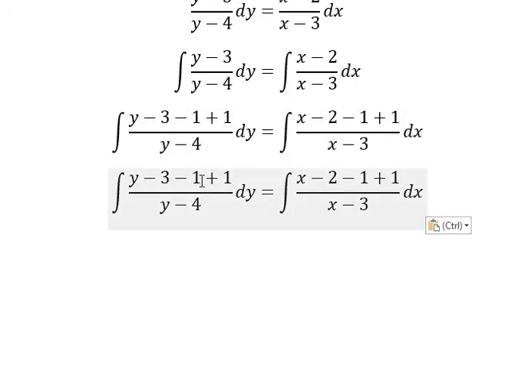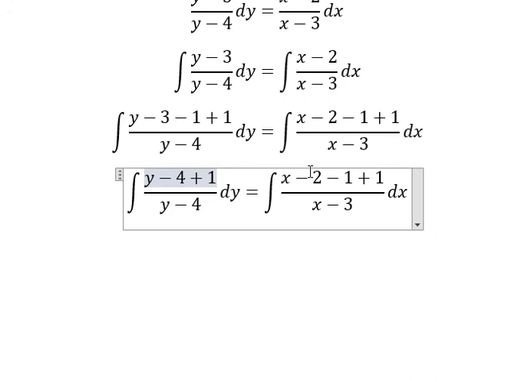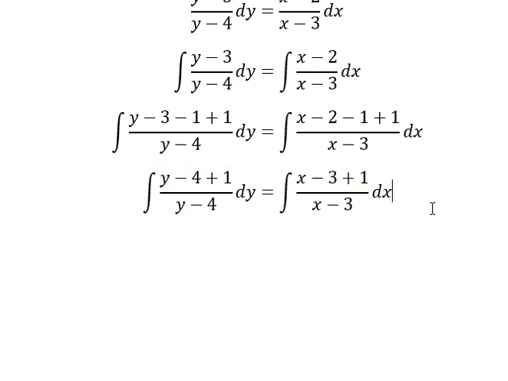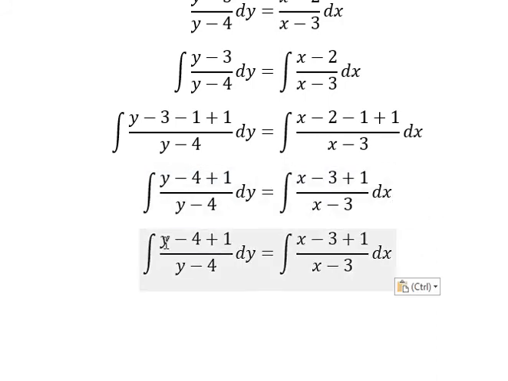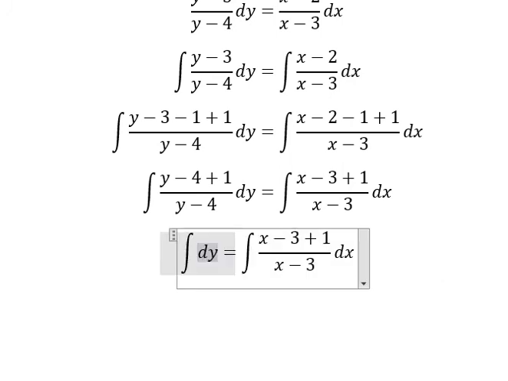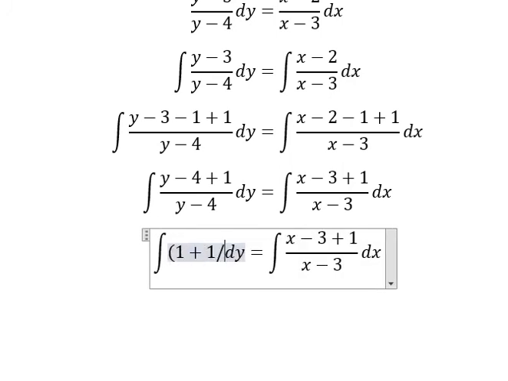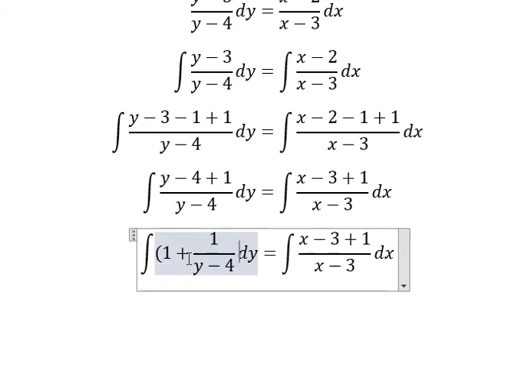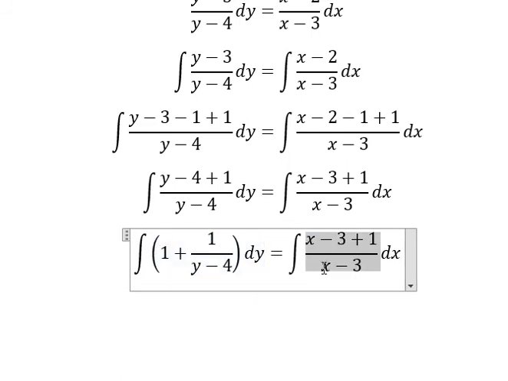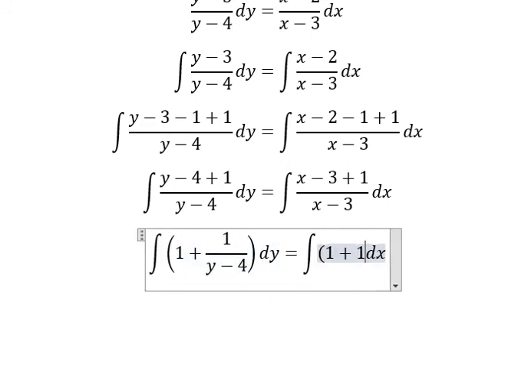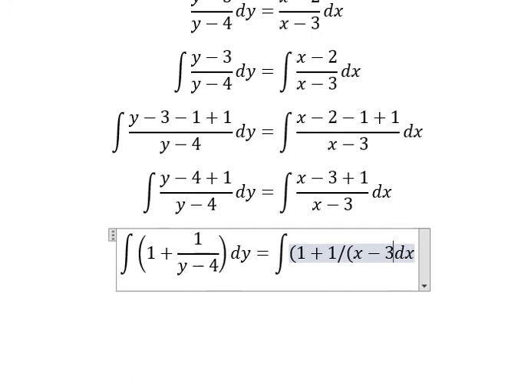So this one is about 4, 3. Y minus 4 divided by y minus 4. So we have number 1. This one we have 1 plus 1 over s minus 3.